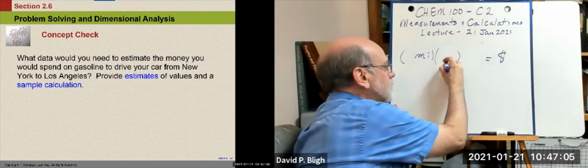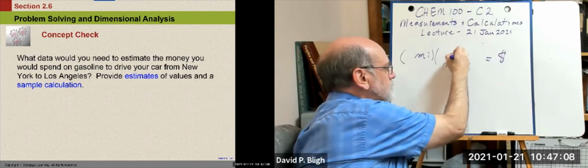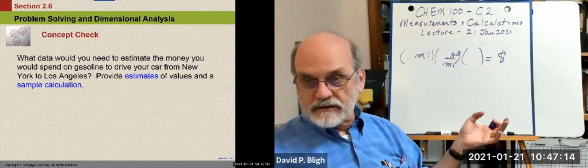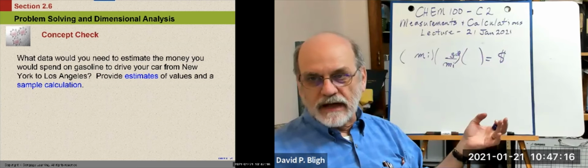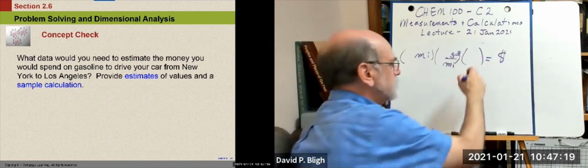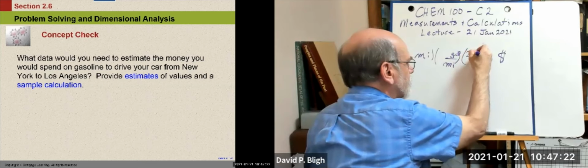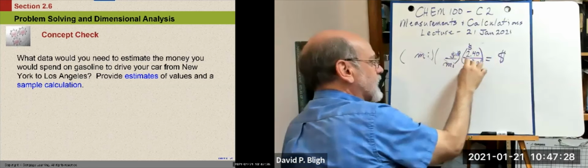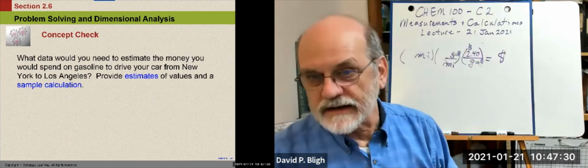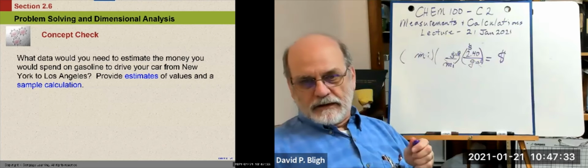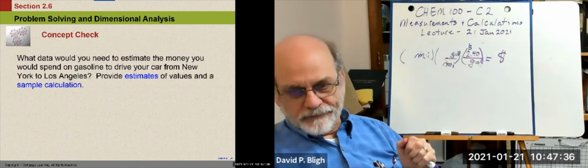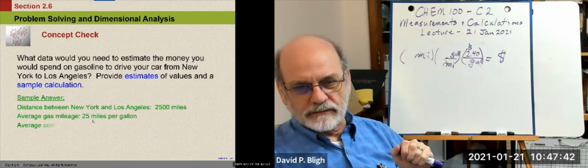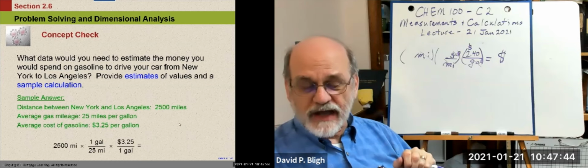And once you have that, what do you do next? Well, how much does gas cost? Like $2.40 a gallon. So we got rid of miles, we got rid of gallons. We know how much money it takes. Okay. There you go. So that would be your calculation.